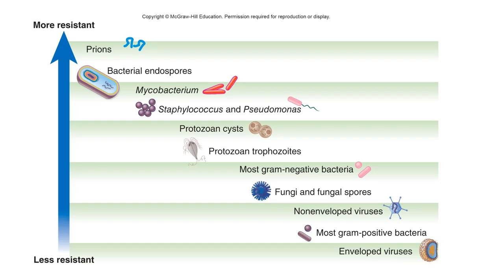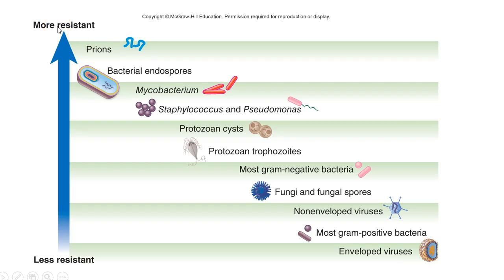Your very first learning target is identifying the microorganisms that are most resistant and least resistant to control measures. So least resistant are enveloped viruses. This means they are the easiest to kill. Most resistant are the prions and the bacterial endospores. This means they're the most difficult to kill.